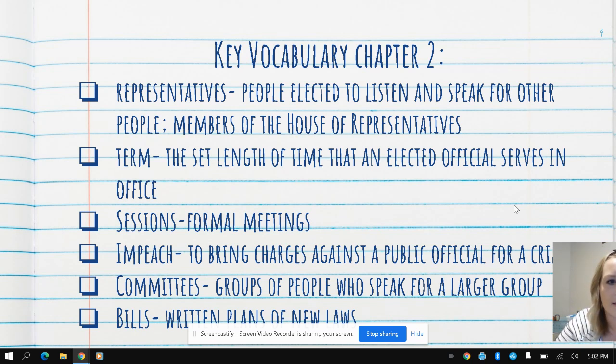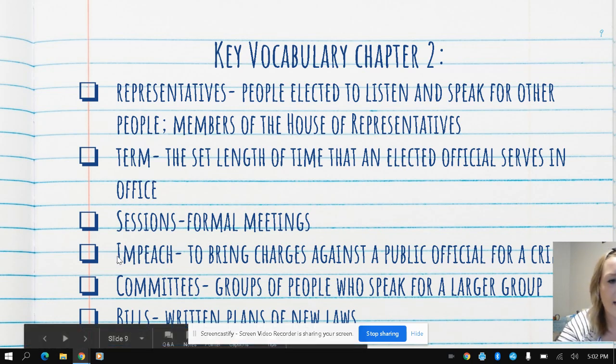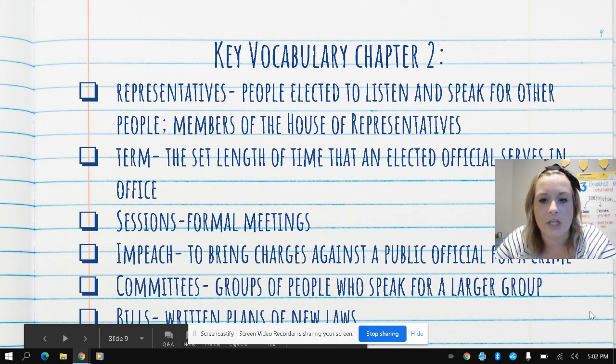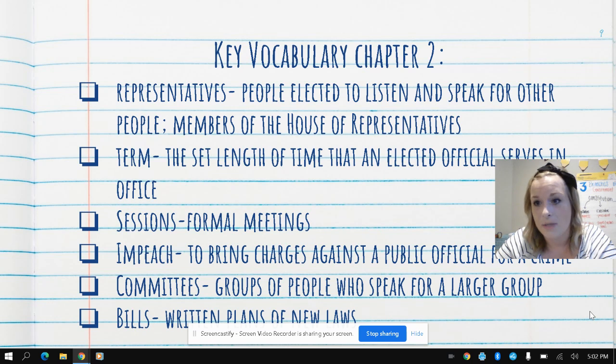The next vocabulary word is sessions. These sessions are formal meetings where everyone gets together and speaks about the laws that they might be trying to make or enforce. Impeach is to bring charges against a public official for a crime. Most often, this is used in a large position. So, for example, if you wanted to impeach the president, it means you're trying to charge them and take their position away. The next word is committees. These are groups of people who speak for a larger group. Committees are formed and then they usually meet and then report out what they find or decide. The last vocabulary word is bills. These are written plans of new laws.